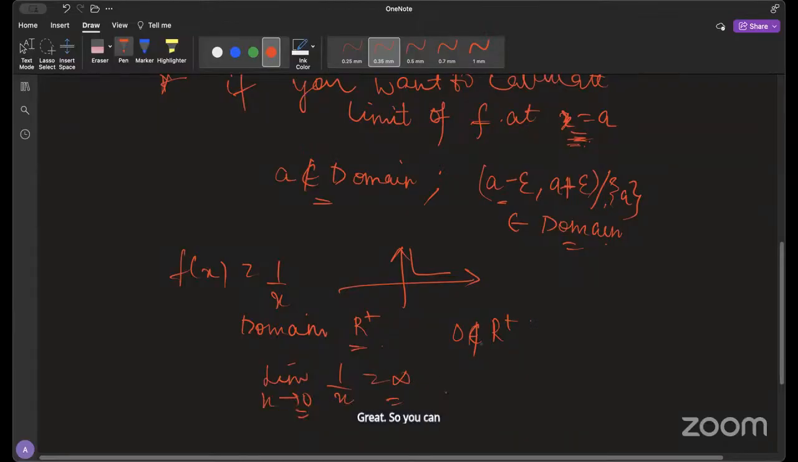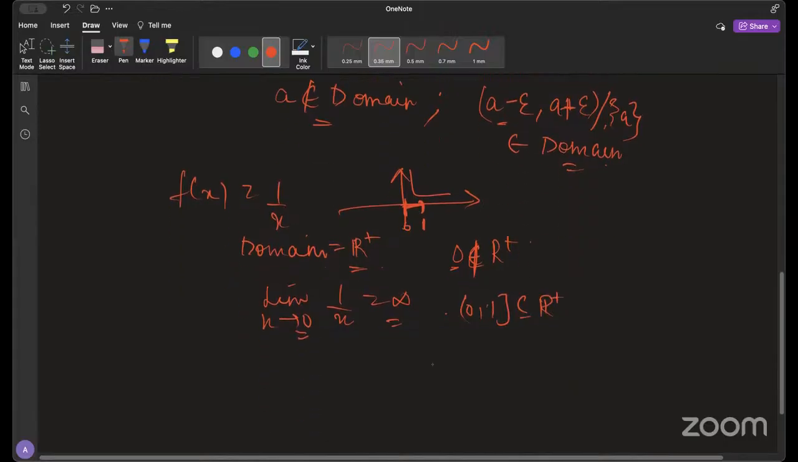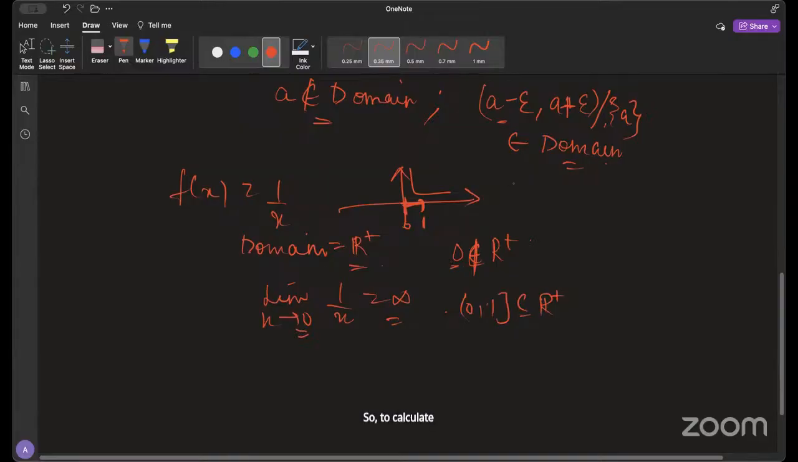So you can calculate the limit even if the point is not in the domain, but you would need a neighborhood in the domain. Now, look at this. If you take 0 to 1, say, with 0 excluded and 1 included, that is actually in the domain. So to calculate a limit at a particular point, you need a neighborhood around that point. By neighborhood, we mean an interval. We don't need that point to be in the domain. We just need something of interval form around it to be in the domain.